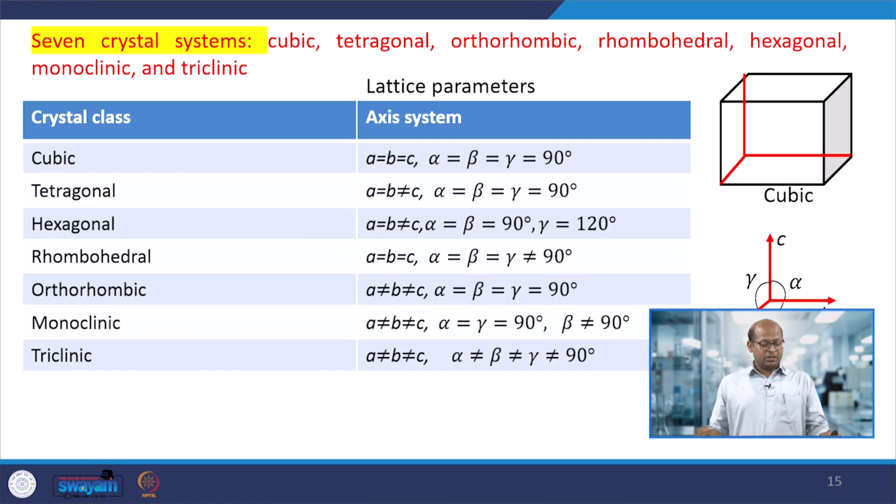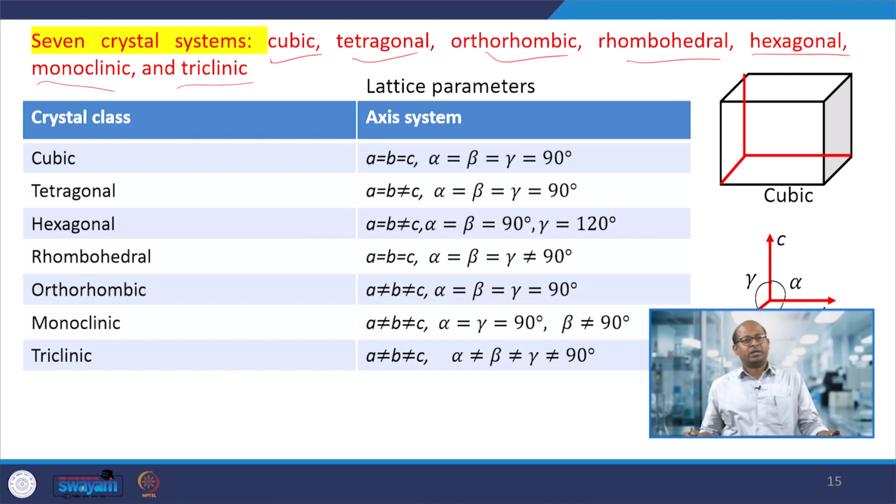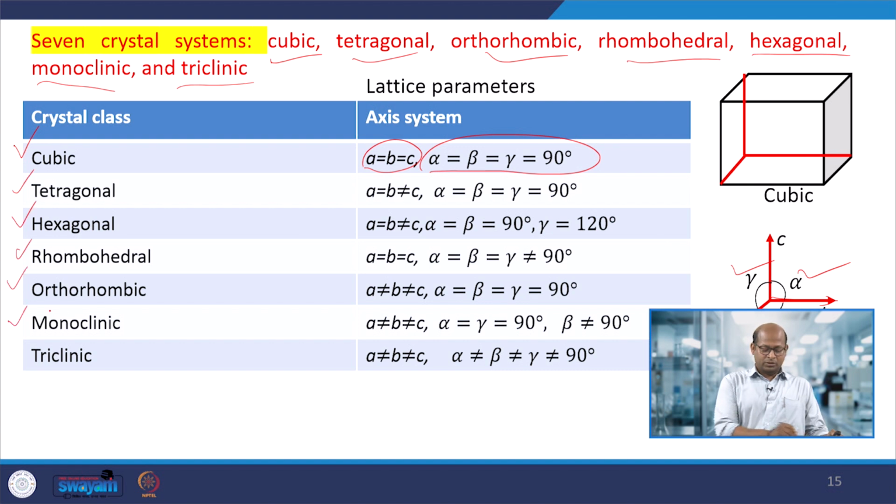Okay. I said there are seven crystal systems present in crystalline materials. They may be cubic, tetragonal, orthorhombic, rhombohedral, hexagonal, monoclinic or triclinic. That depends upon their lattice parameters, that is the distances a, b, c and the corresponding angles alpha, beta and gamma. Depending upon the particular class of crystal that forms, they would be different.